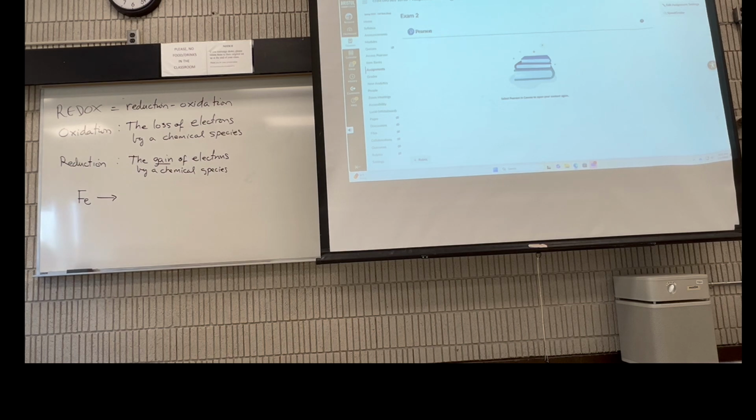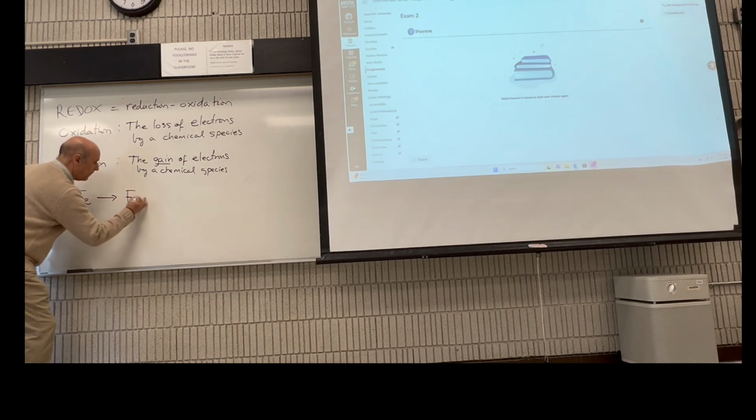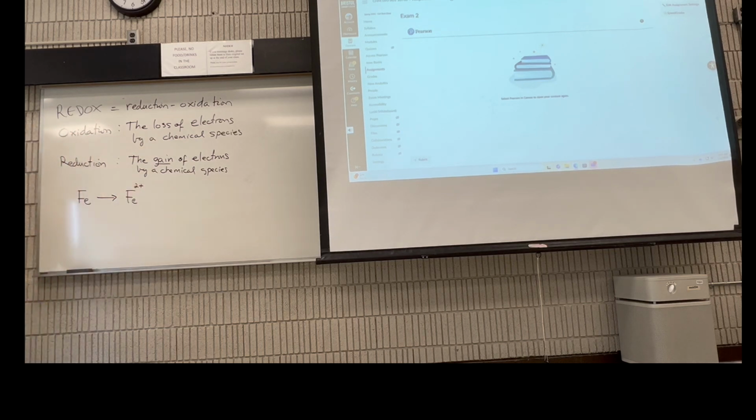If I go to the periodic table and find iron, I realize that according to the periodic table, iron can become iron 2 plus or iron 3 plus. There are two possible oxidation states, conversions of iron to an ion of iron. Let me put a charge here. So this is the charge for those two chemical species.